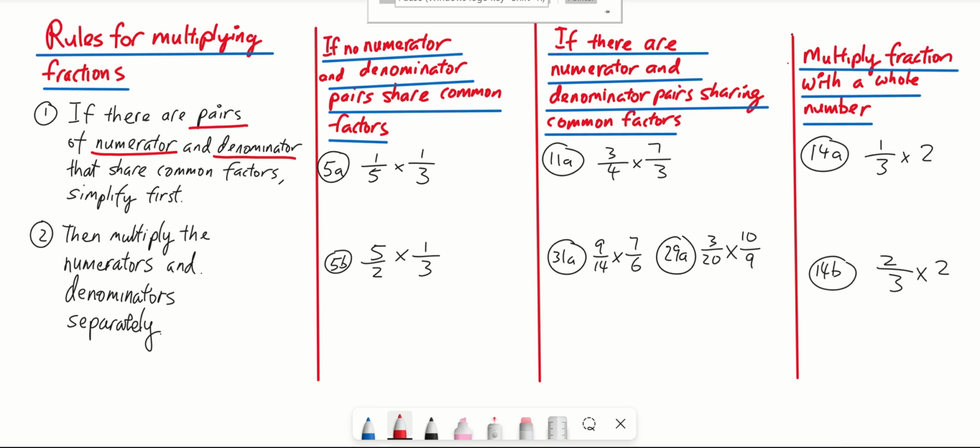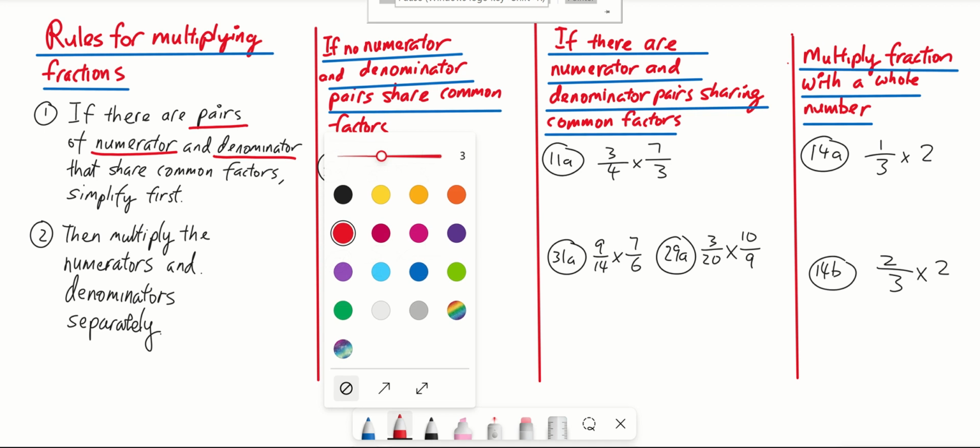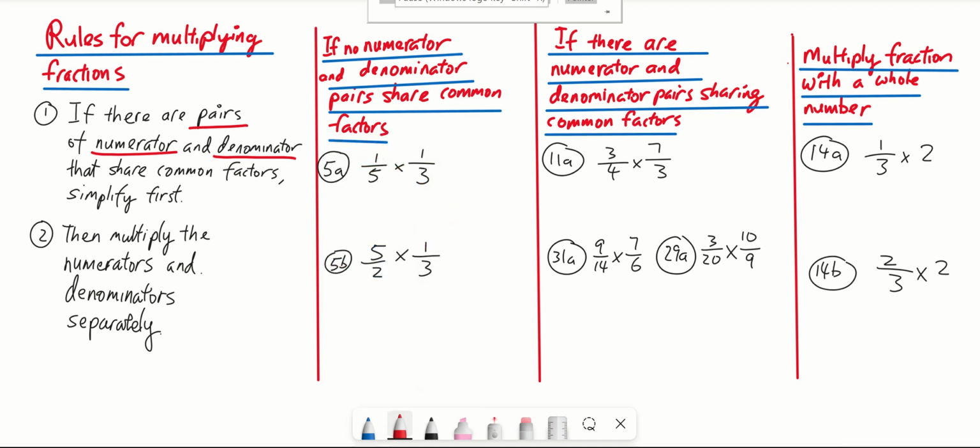In this case, there are no numerator or denominator pairs that share common factors aside from 1. So with 5a, we simply multiply the numerators and then multiply the denominators. So this looks like this. That's the same as 1 times 1 over 5 times 3. So that is the same as 1 over 15.